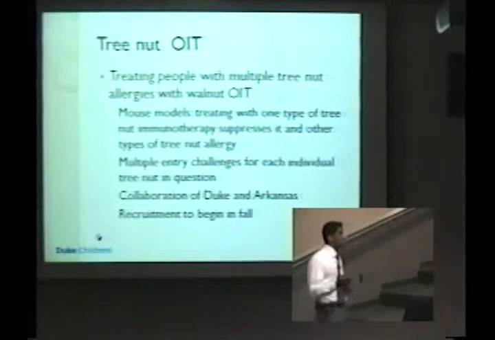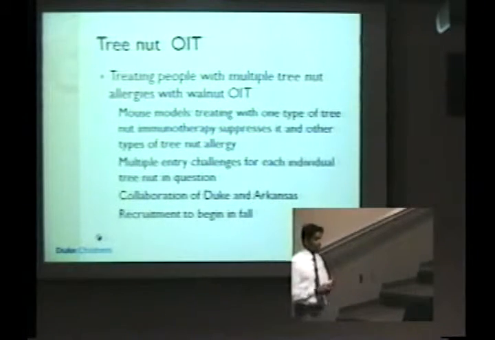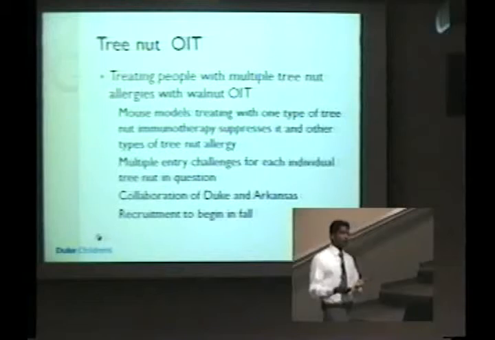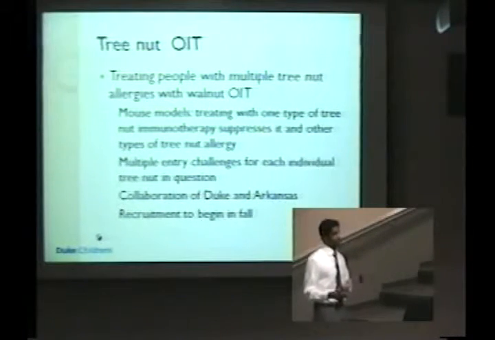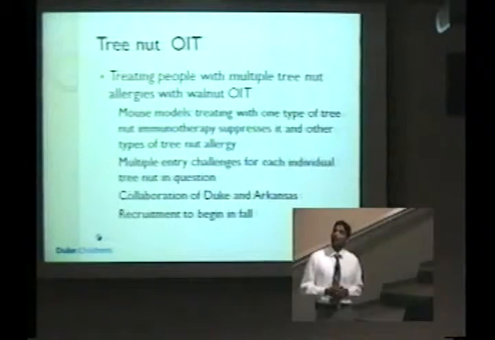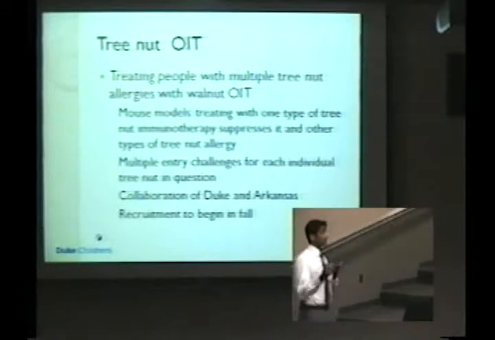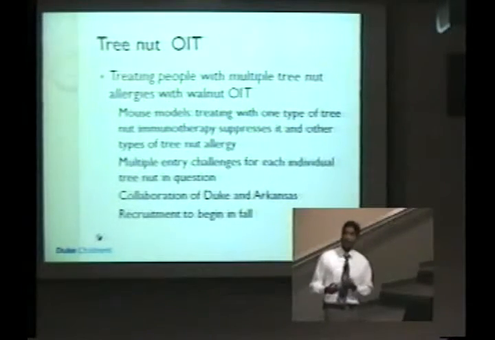In mouse models, we've actually shown this. We take mice, make them allergic to walnut and almond, treat them with walnut immunotherapy, and their reactions to both of those tree nuts are suppressed after treatment. So since we see that in mouse models, now we're starting early human trials.